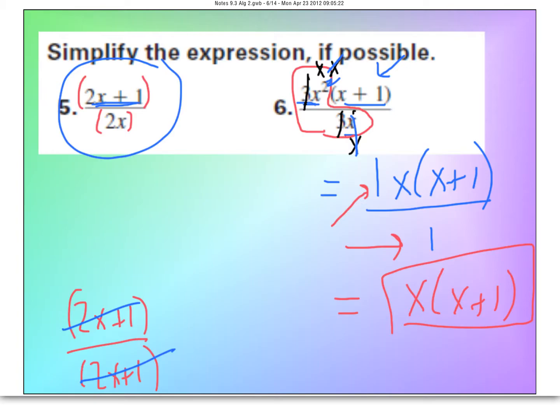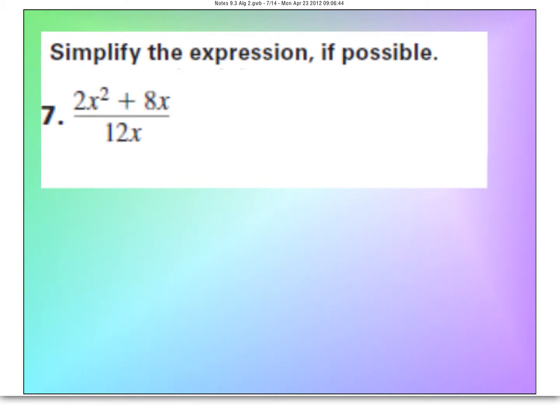Now this one gets a little more involved. The group at the top is 2x squared plus 8x. The group on the bottom is 12x. Clearly, these are not identical. You can't cross them off. However, on the top, you have to think about, can you pull anything out of this group that they have in common? You can pull out a 2, and it looks like you can pull out 1x.